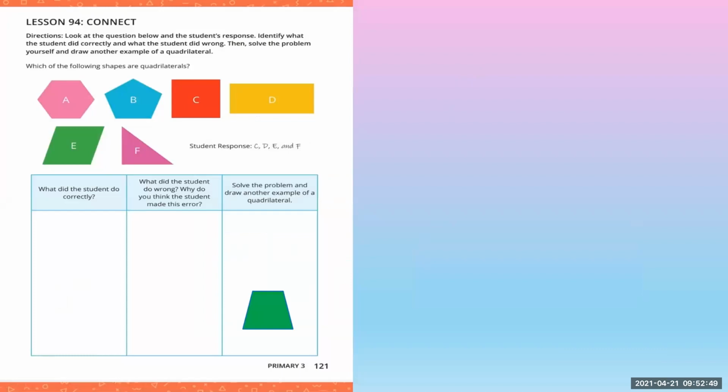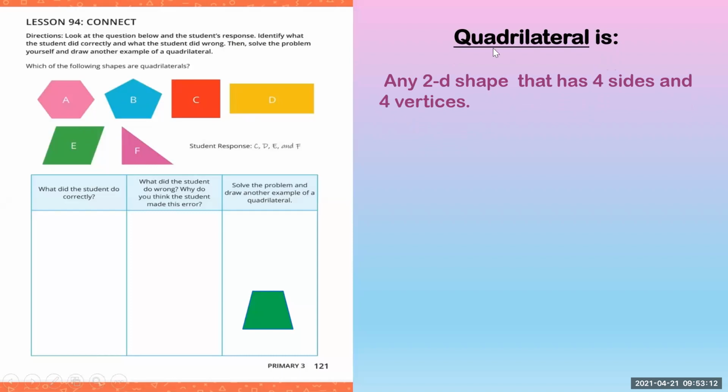First, we will revise on shapes. We have some shapes here. Which of the following shapes are quadrilaterals? We have shapes A, B, C, D, E, and F. Do you remember quadrilaterals? What we said about quadrilaterals? Any 2D shape that has 4 sides and 4 vertices.